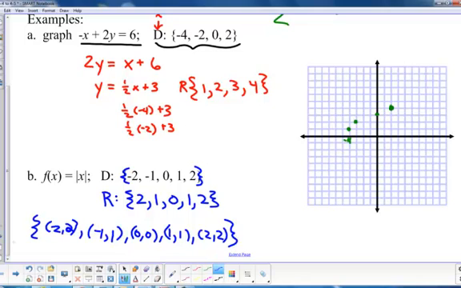So I'm going to graph that one in blue. 0 gives me 0. 1 and -1 both give me 1. 2 and -2 both give me 2. And you're done. You are just graphing the domain listed. That's it.